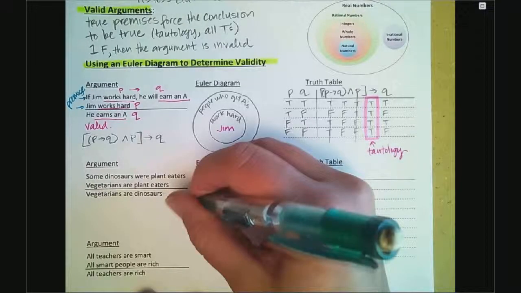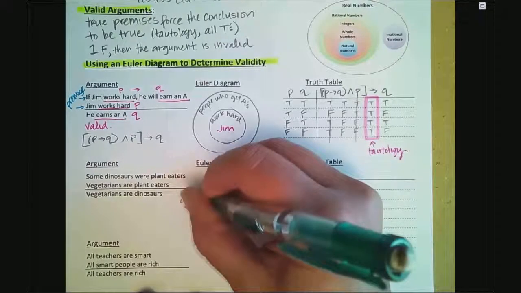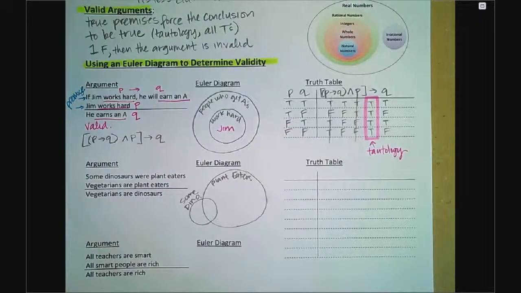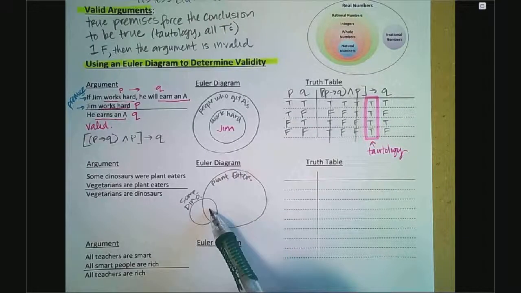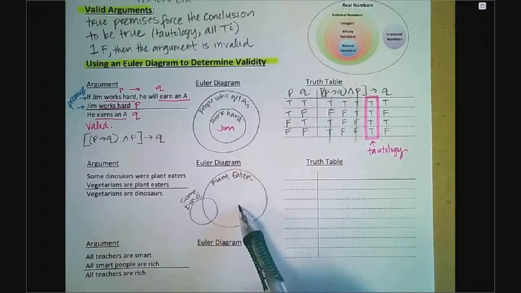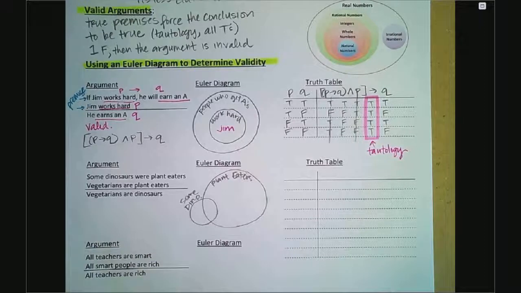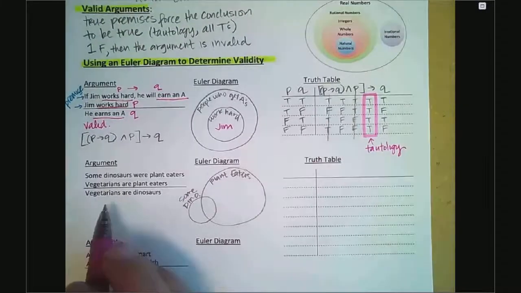Now, I know that vegetarians are plant eaters. So inside the plant eaters, I have you're a plant eater and a dinosaur, or you're a plant eater and not a dinosaur. Based on this, I don't really know where to put my vegetarians. Of course, I know vegetarians aren't dinosaurs. Yeah, I know that. In terms of a logical argument, though, I can't say that my vegetarians go here or here. It's not clear.